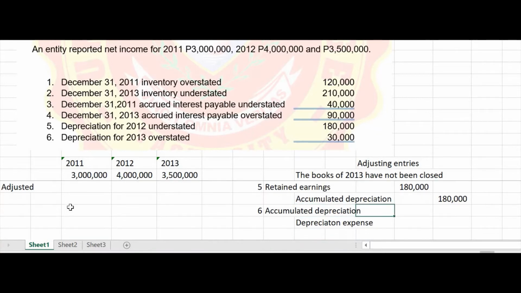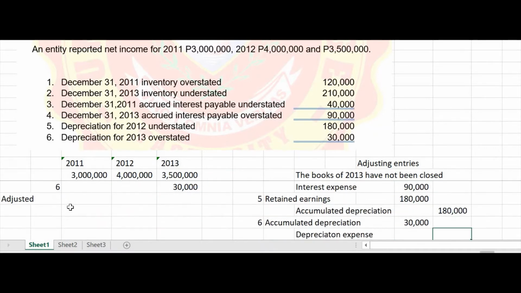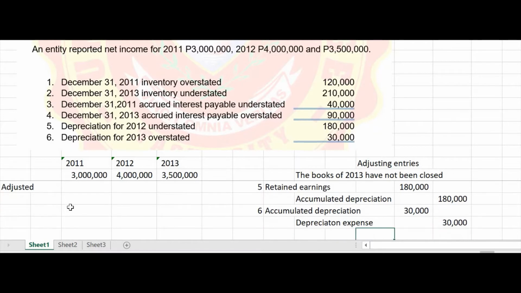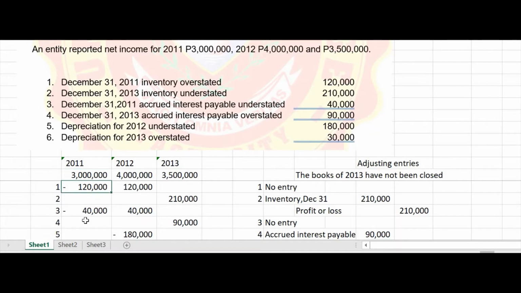For 30,000. Okay. So, it will be our adjusting entry. So, we'll determine the corrected net income for 2011: 2,840,000. For 2012, we have 3,980,000. And then 2013 for 3,830,000. So, ginawa natin, yung adjusted lang na unadjusted net income for years 2011 to 2013.